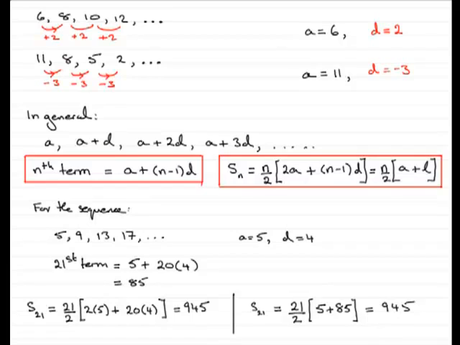Well, that brings us now to the end of this particular video, where I hopefully have introduced you to the formulas that we use for finding the nth term and the sum of the first n terms of an arithmetic progression. Now in the videos that follow, I will be showing you one or two examples that use these ideas.